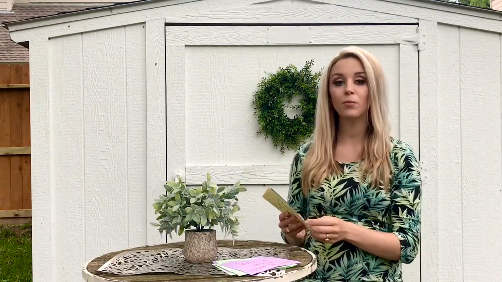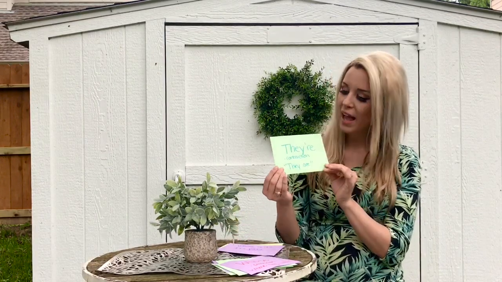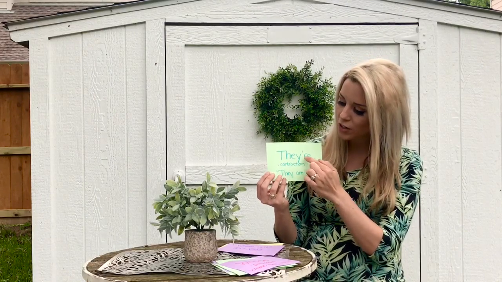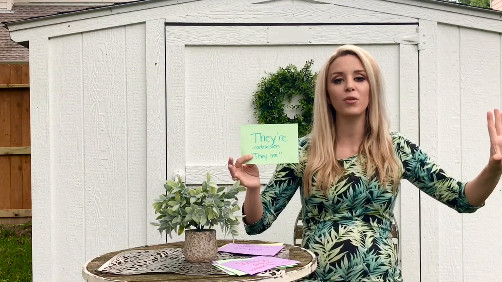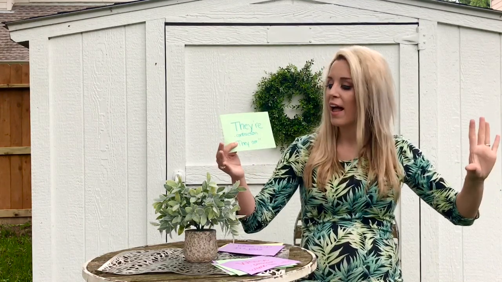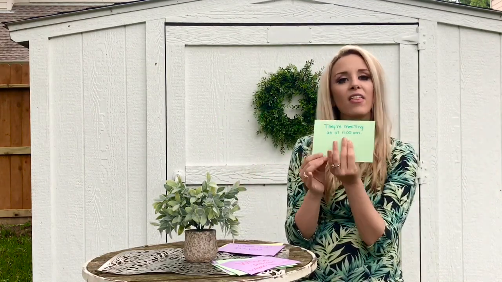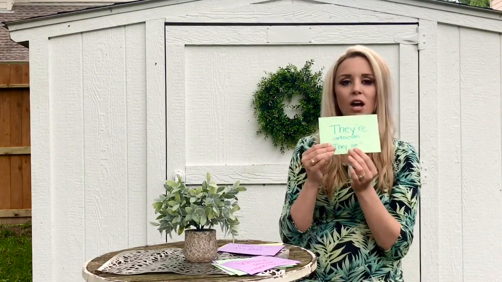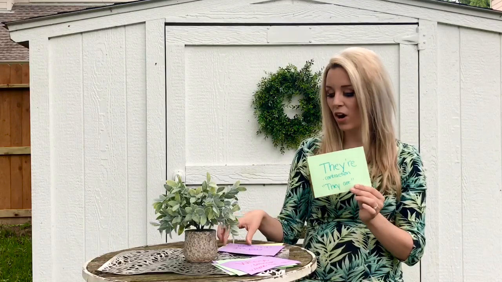And then finally, we have their. Now you've probably learned this rule many times, and yet this is the one that I see the most mistakes on. So let's go over the contraction first. They're, with an apostrophe, T-H-E-Y apostrophe R-E, is pushing together the words they and are. They're coming over. They're meeting us at 11 o'clock. They're going to the movies. We're pushing together they and are.